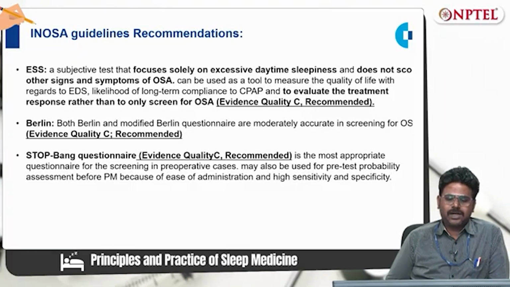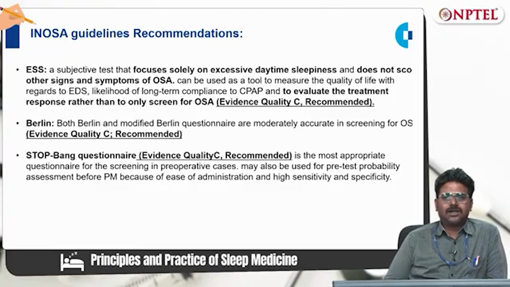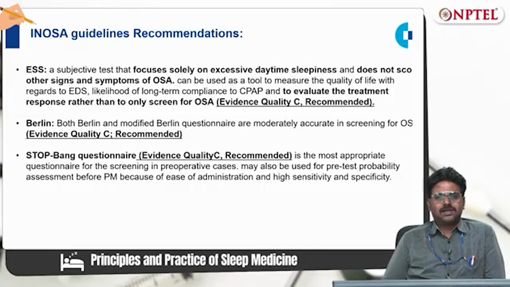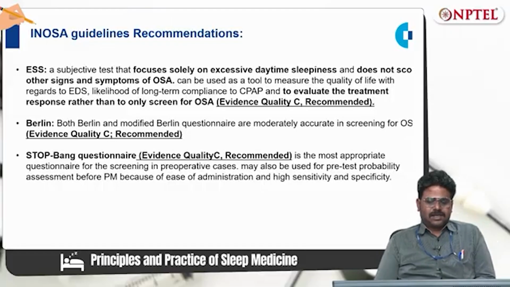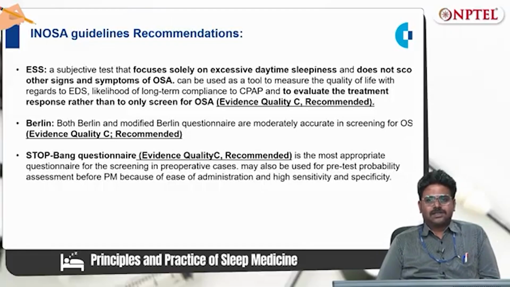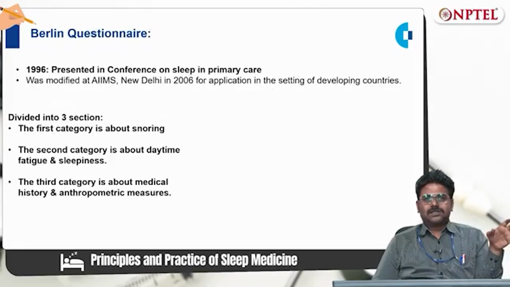Then Berlin. Both Berlin and modified Berlin questionnaires are moderately accurate in the screening for OSA. Then comes the STOP-BANG questionnaire. It's the most appropriate questionnaire for screening in case of preoperative cases. It may also be used for pre-test probability assessment before polysomnography because of ease of administration and high sensitivity and specificity. Berlin questionnaire was presented in 1996 in a conference on sleep in primary care. It was modified at AIIMS, New Delhi in 2006 for application in the setting of developing countries.